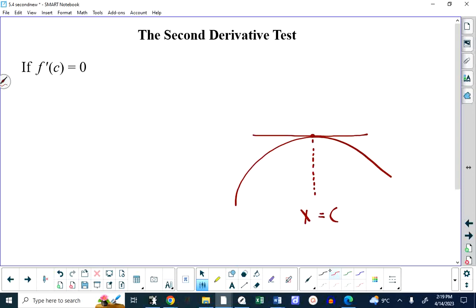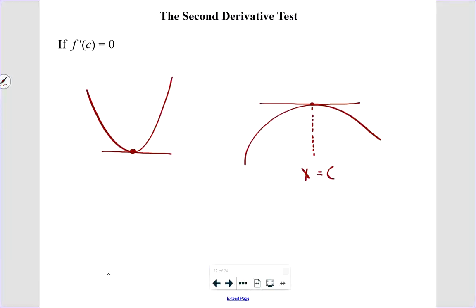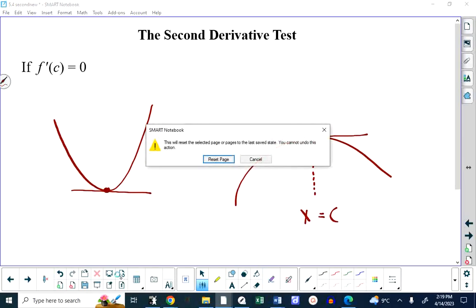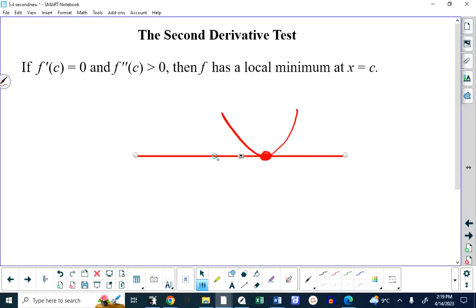Down. It's a negative concavity. If it's concave down and the slope is 0, that has to be a maximum, doesn't it? And if the slope is 0 at a particular point and it's concave up, that has to be a minimum. That's the second derivative test.